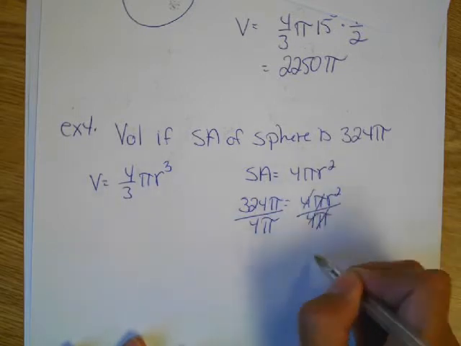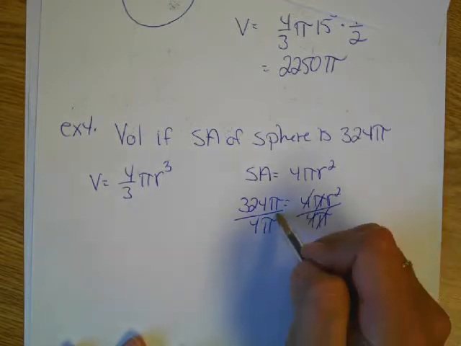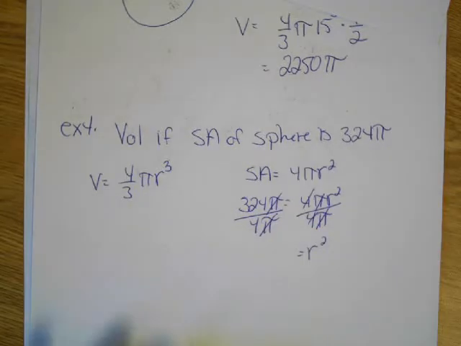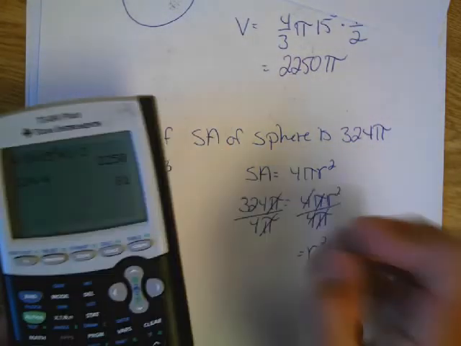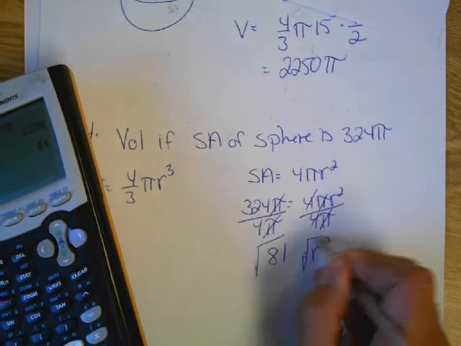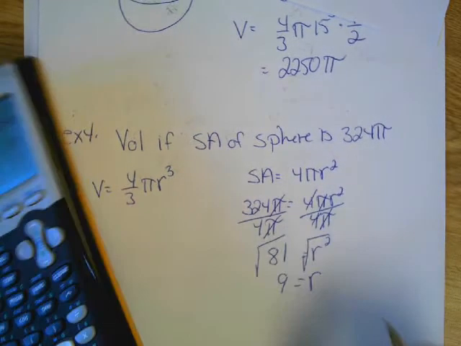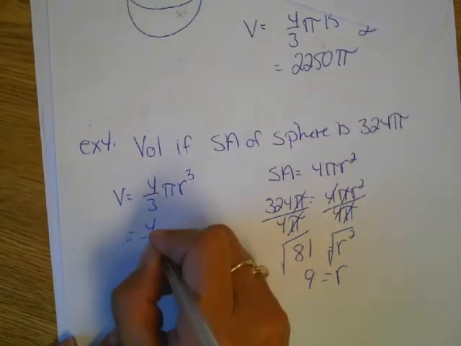So over here we'll be left with the r squared. Over here on the left, the pi's will cancel. 324 divided by 4, 81. And then you know the square root. Radius is 9. Now it's very easy to find the volume.